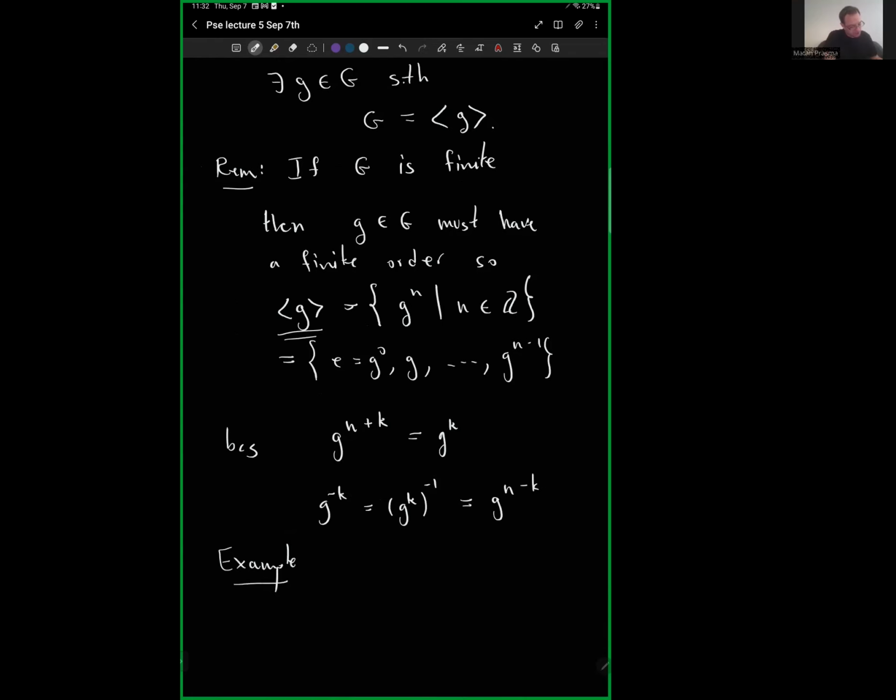Examples. One, integers modulo n is cyclic. It is generated by 1. Right? You take 1 plus 1 plus 1 plus 1 plus 1, you get all the elements of integers modulo n.